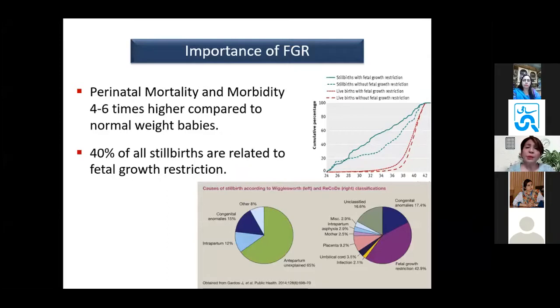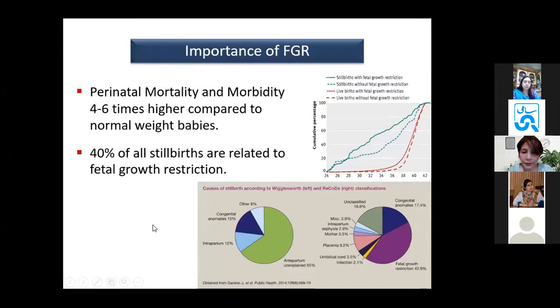The importance is already known to us: the perinatal morbidity and mortality of fetal growth restriction is very high. It is almost 4 to 6 times higher compared to normal weight babies. And above all, as Professor Nudrat has highlighted, there is a high risk of stillbirths. If you look at this graph, you see a lot of stillbirths in growth restricted babies, and almost 40% of the growth restricted babies are not born alive.